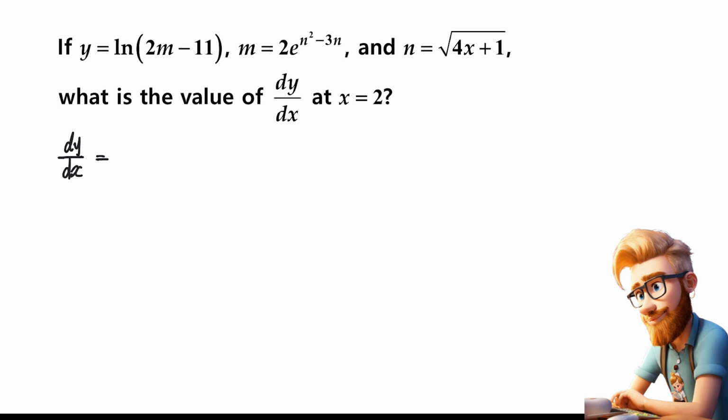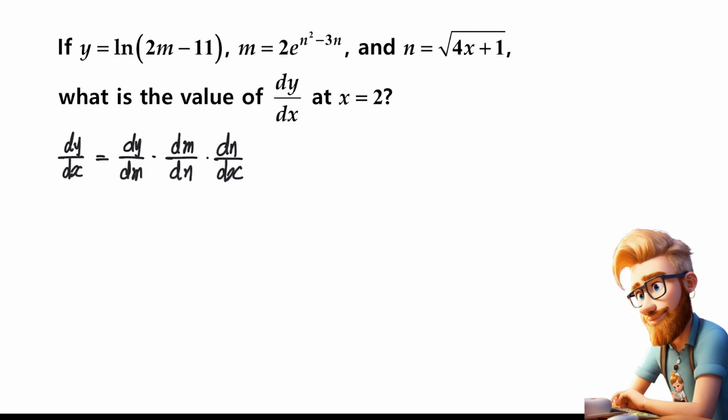is equal to, here y is a function in terms of m, so dy over dm, times m is in terms of n, so dm over dn, right? And n is a function in terms of x, so dn over dx, right? If we simplify this expression, dm cancels out, dn cancels out, right? So this expression is equal to dy over dx, right?